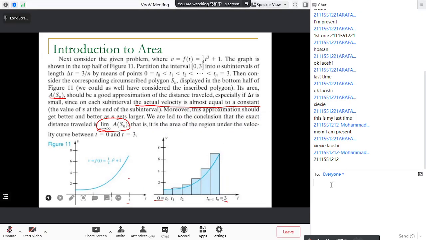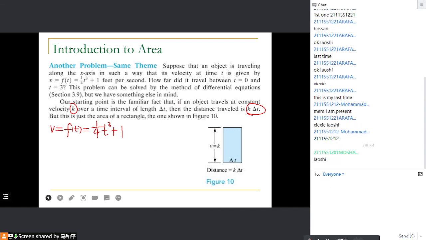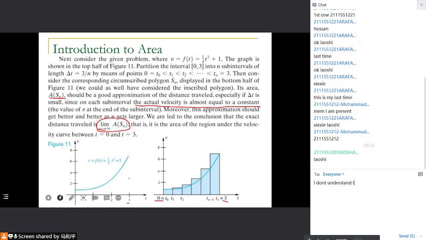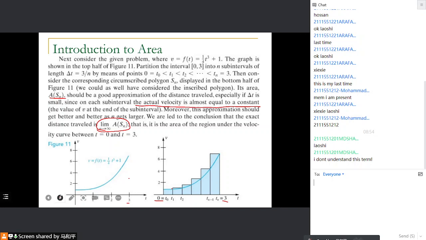If the velocity is constant, the distance is the area of this rectangle. Here, it is not constant, so we can partition the interval [0, 3] into n subintervals, and on each subinterval we can use the area of a rectangle to approximate the distance, right? It's not exactly the same, but we can approximate.